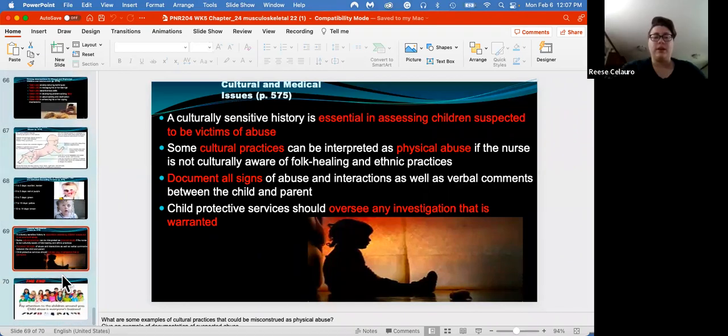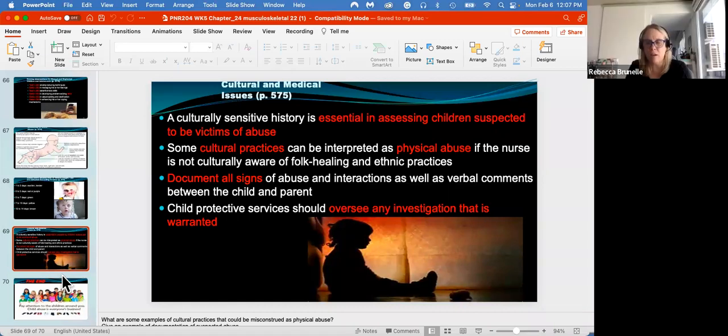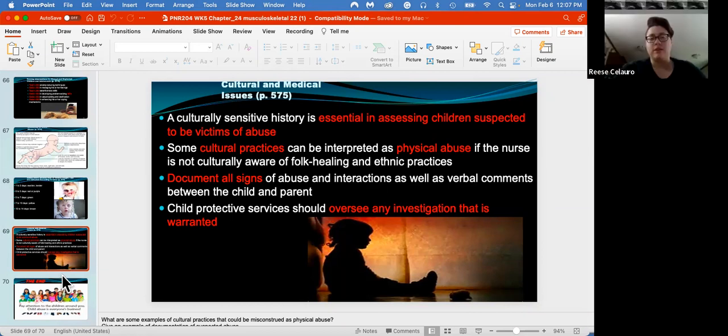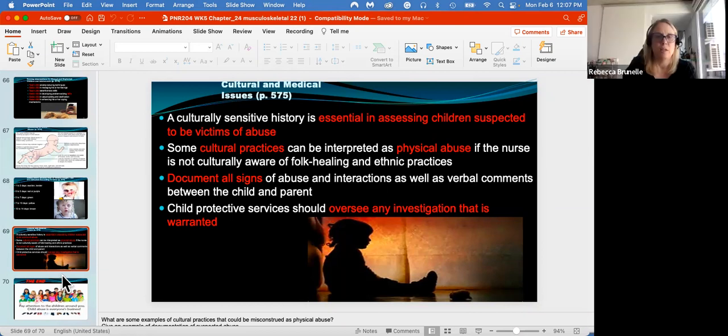I think it's also important to make sure you're documenting birthmarks, because I know there are some birthmarks that are discolored and could look very much like bruises. Yeah, excellent. Thank you, Reese.